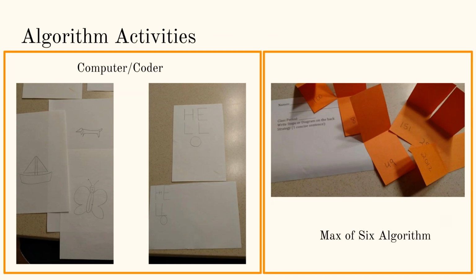So here are some activities to help you get them on their way. These are two activities that we use at the beginning of our class. The one on the right, we call the max of 6 algorithm, and this is something we do in the first day or two of class. The idea is pretty simple. We give them 6 pieces of paper that are folded up, and they have to write down the steps to find the maximum number of all of those numbers on the folded up pieces of paper, but they have a constraint. They are only allowed to have 2 pieces of paper open at the same time.